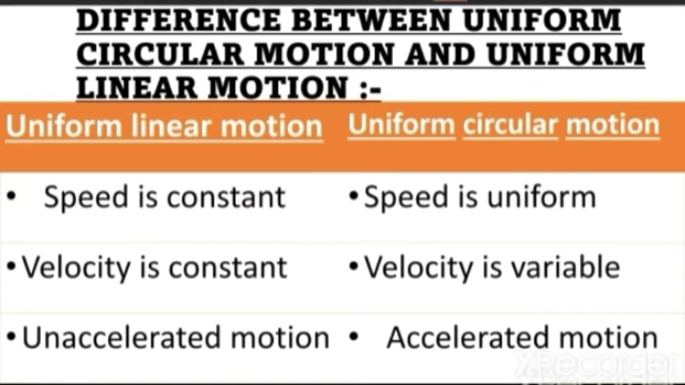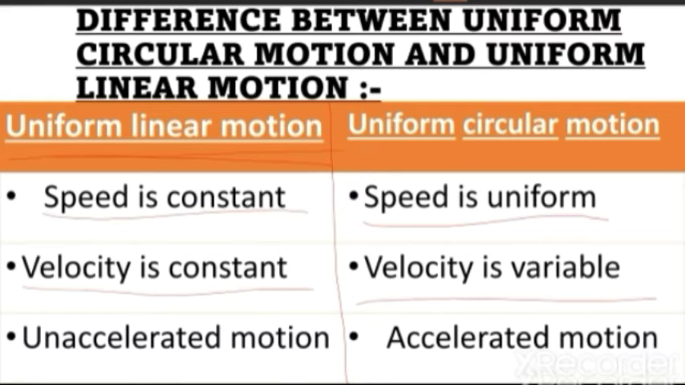Now let's see. In uniform linear motion, speed is constant, and in uniform circular motion, speed is uniform. In uniform linear motion, velocity is constant, and in uniform circular motion, velocity is variable. Uniform linear motion is an unaccelerated motion, and uniform circular motion is an accelerated motion. It is always accelerated, okay? Now these 3 points you must learn. You can take a screenshot or write it down in your notebook.